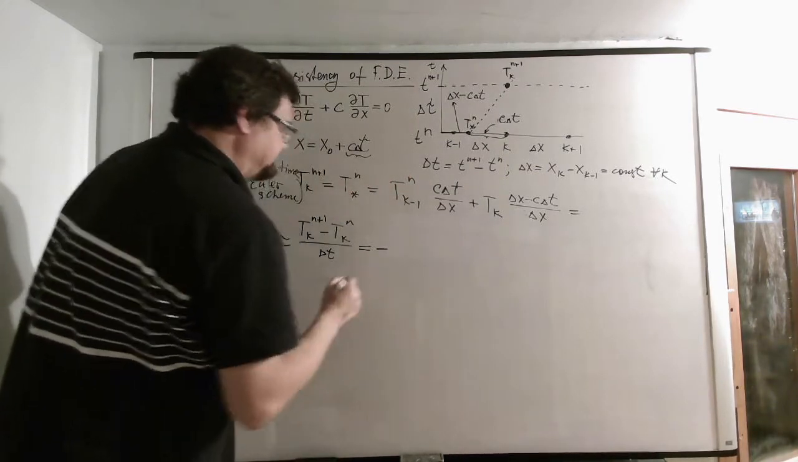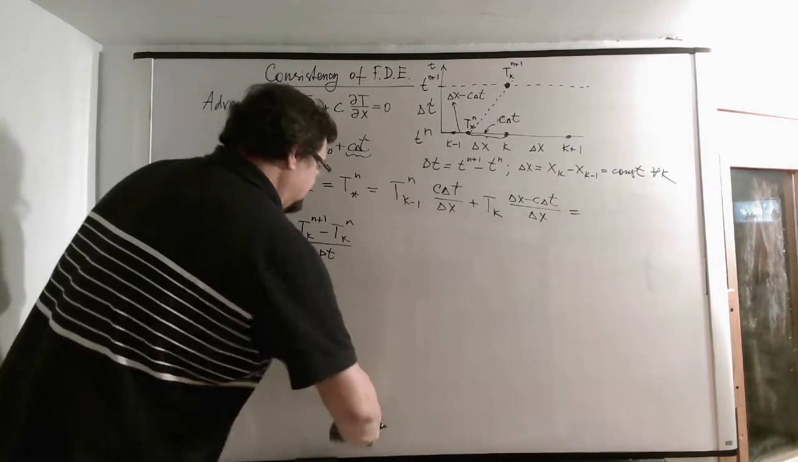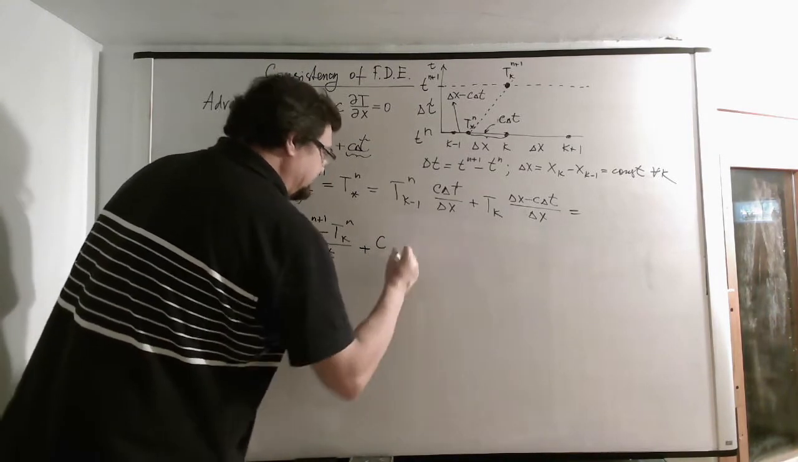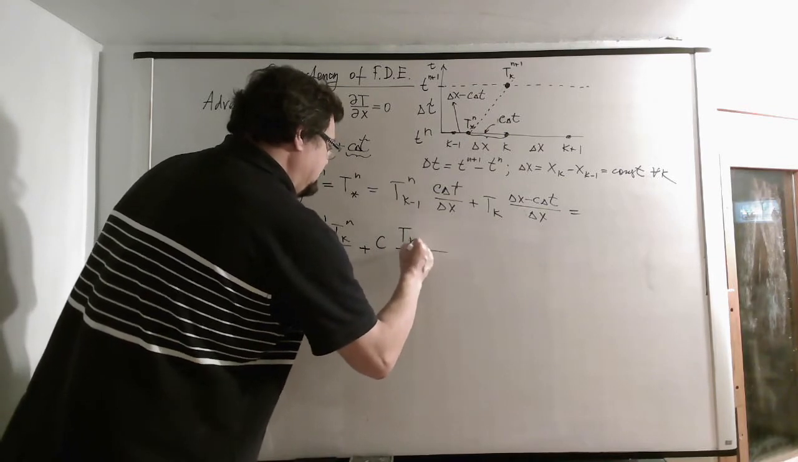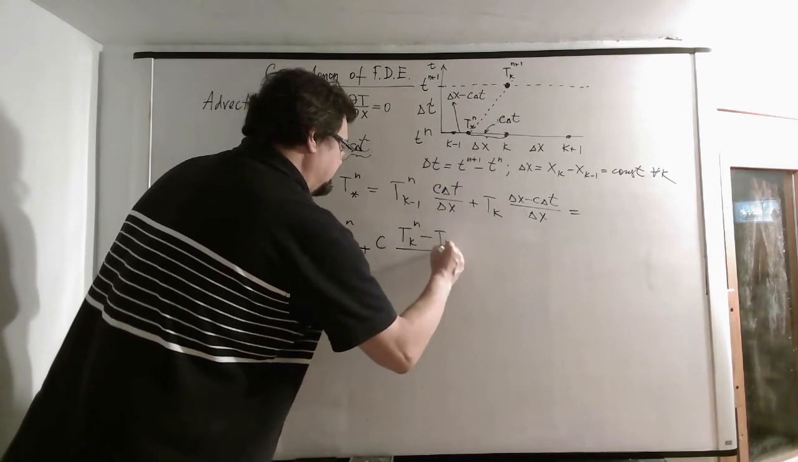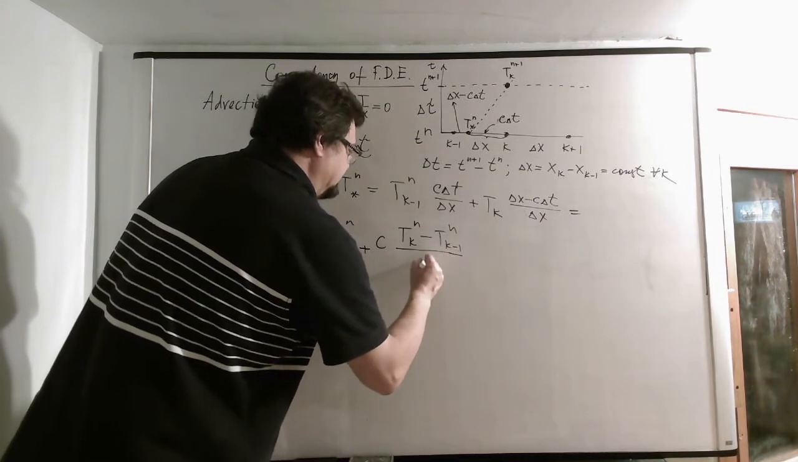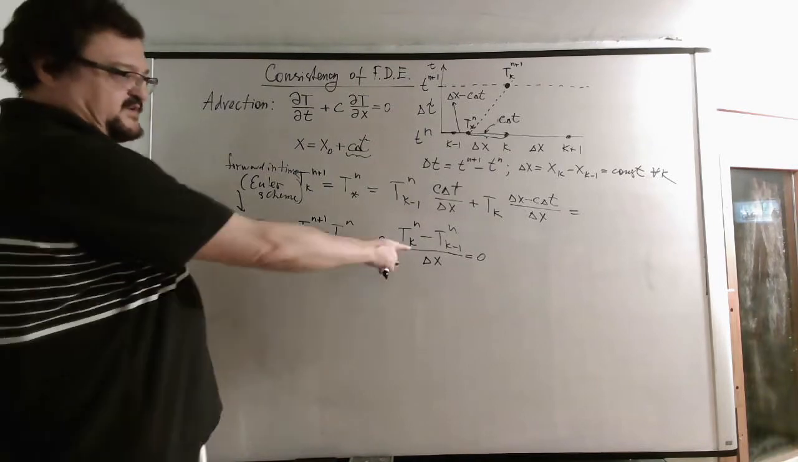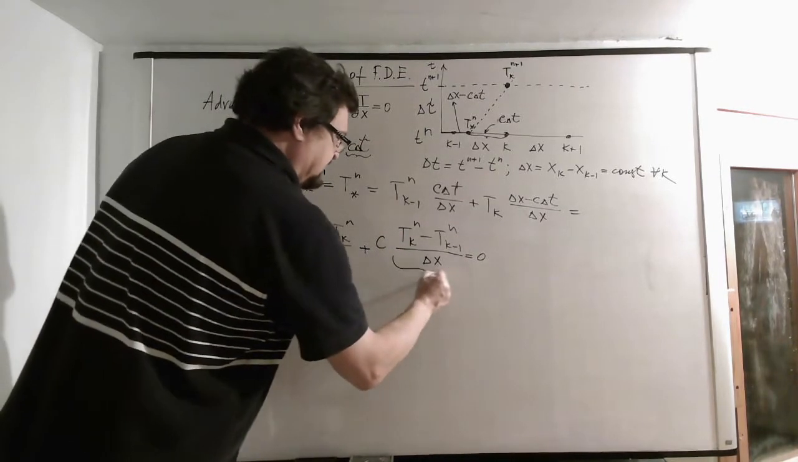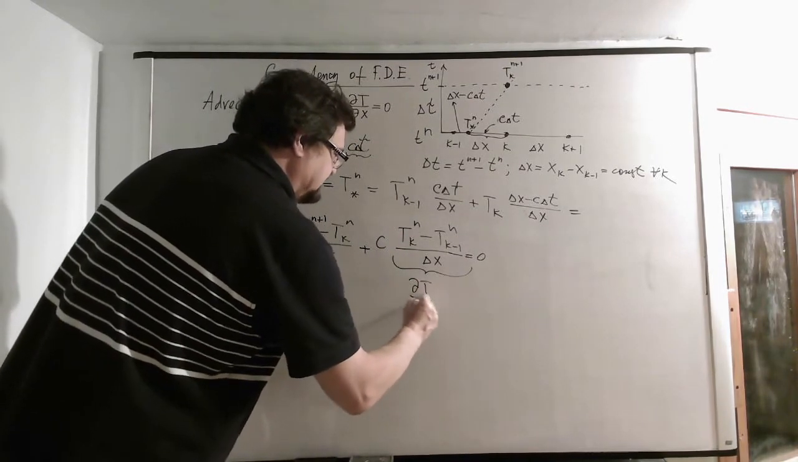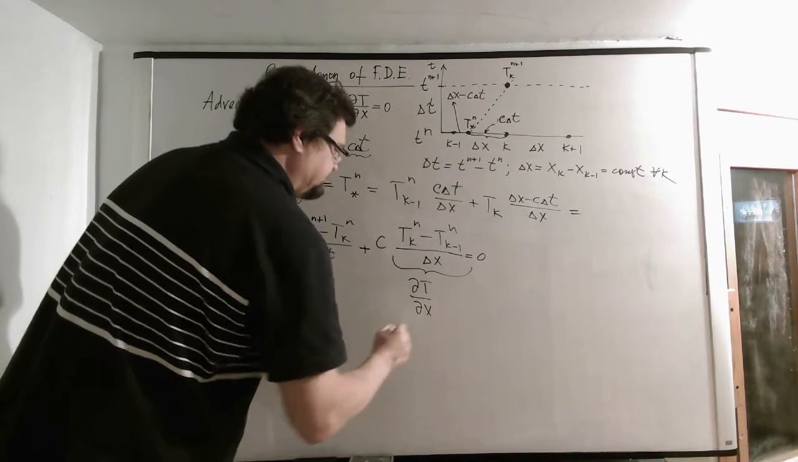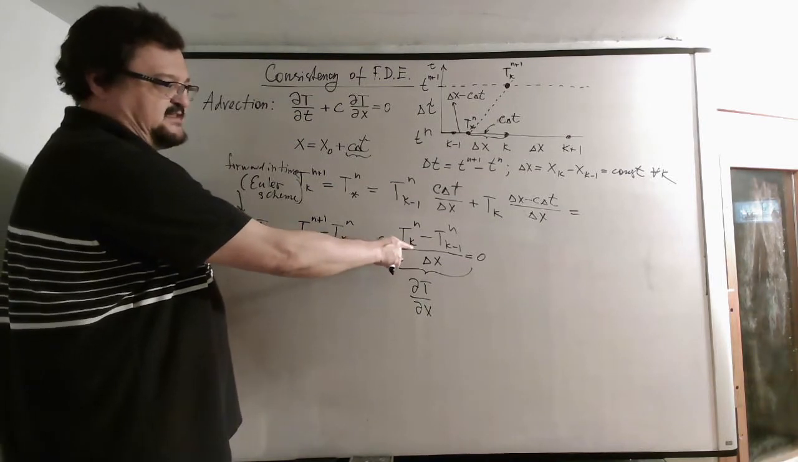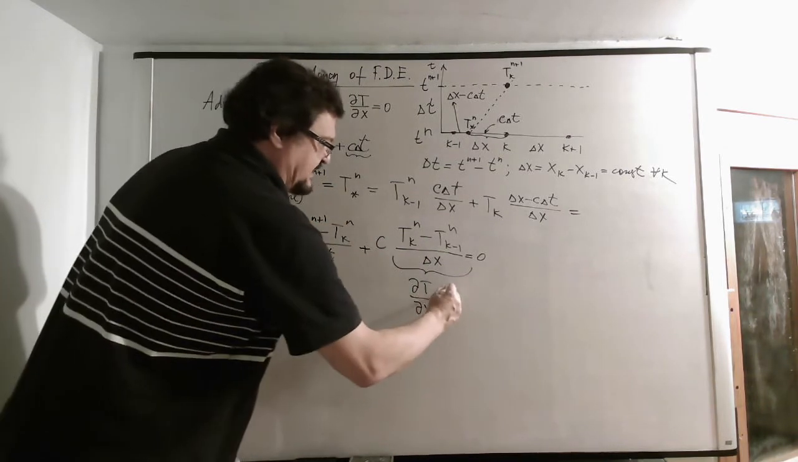equals to minus, just plus c times (T_k^n minus T_{k-1}^n) divided by delta x equals to 0. So this is also a representation of derivative dT/dx, forward, backward in space. We use points k minus 1, so it's backward in space.